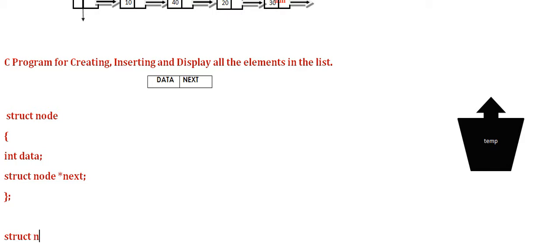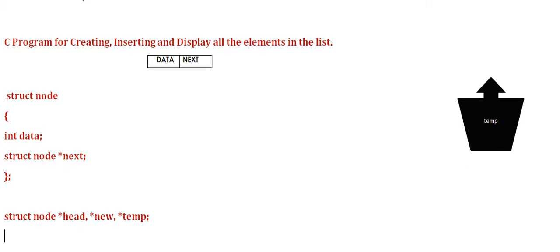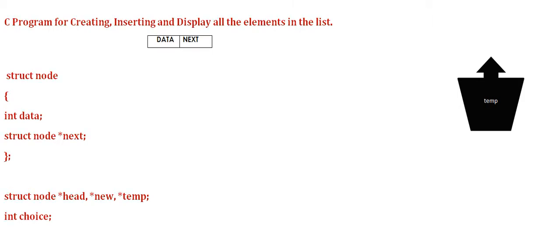So first create struct node, the first pointer name is head, after that new, after that temp, okay. Then I'm going to create one choice option, for continuing the process or not. I'll explain what the exact use of that choice variable is.